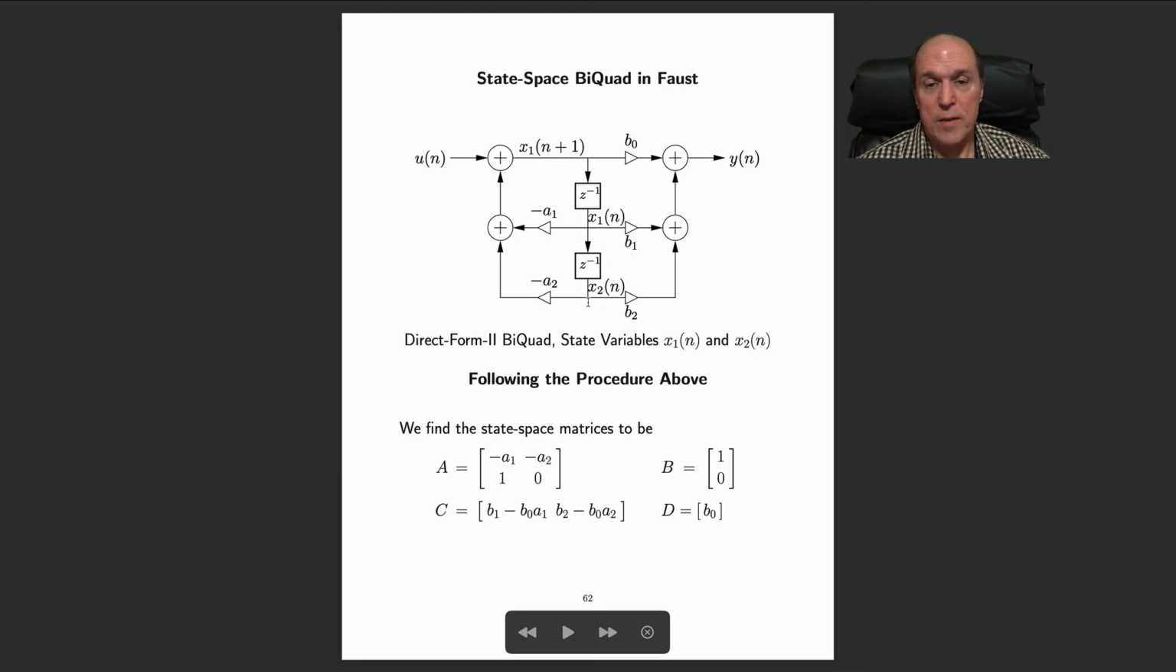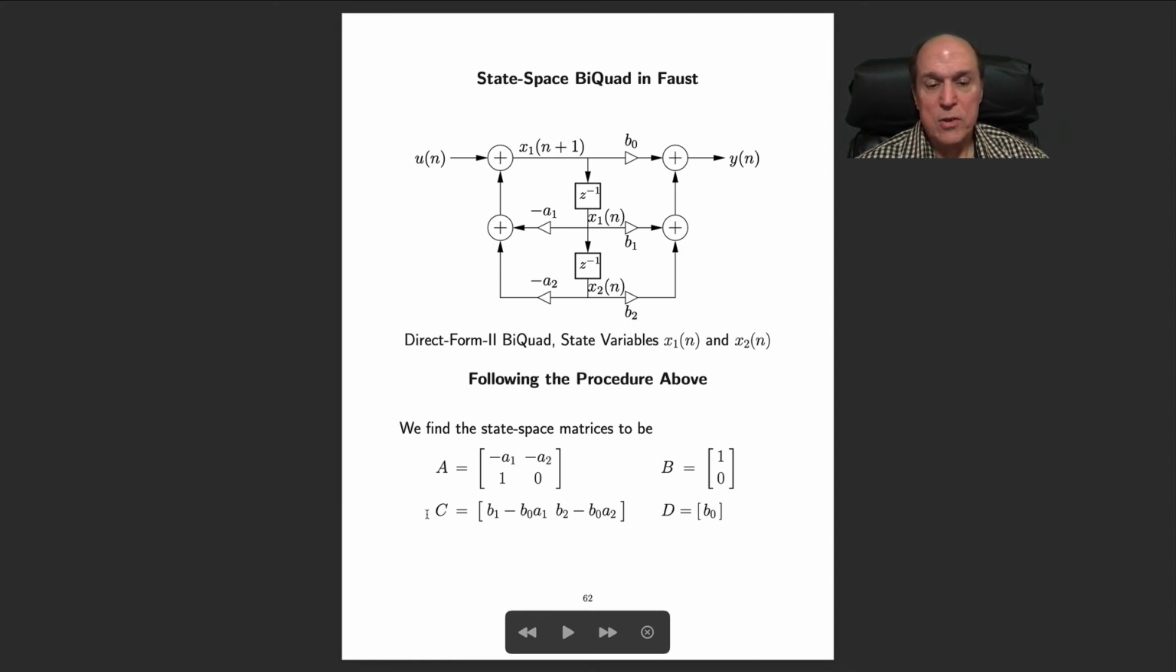We're also going to have minus A2 times A2. So we can see that down here. The first element of the B matrix is 1, and that's this path right here. And the top row of the A matrix is minus A1, minus A2. And so you see that. You can just read it right off the block diagram. You just trace the lines in the diagram.